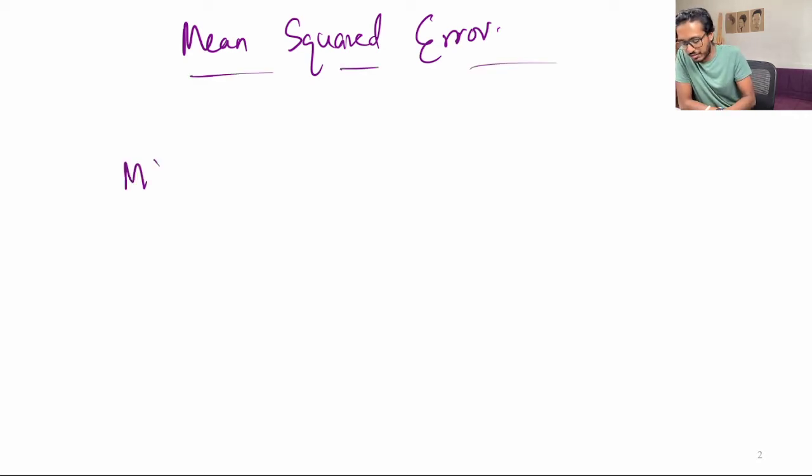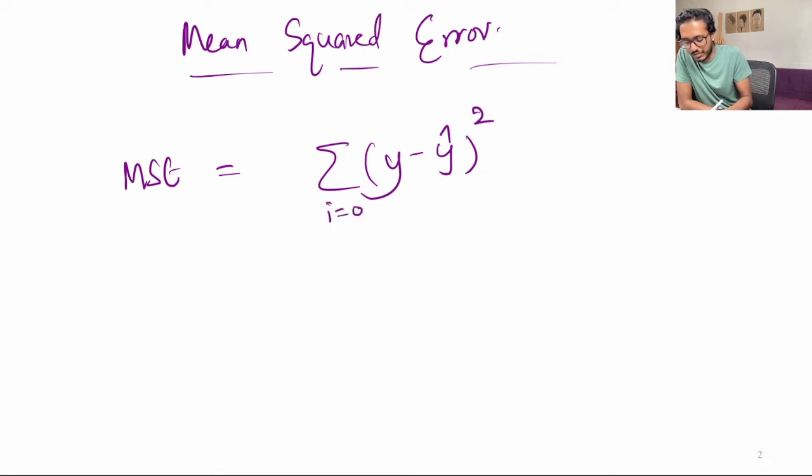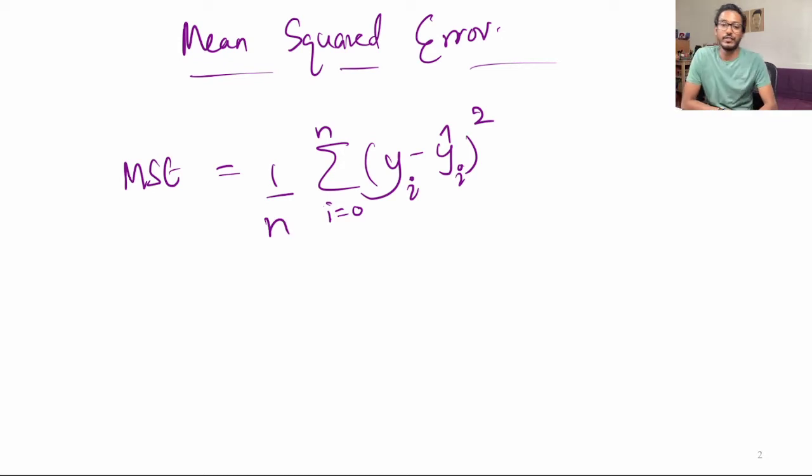So mean squared error is equal to the squared error, and then we take this error for all the samples. So we take the error for each sample, square it and sum it, then divide by the number of the samples. So basically the mean of the squared error.